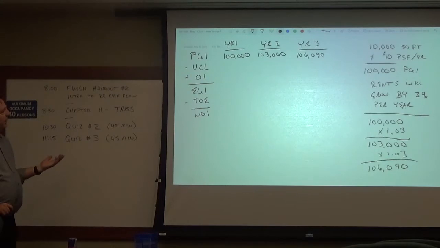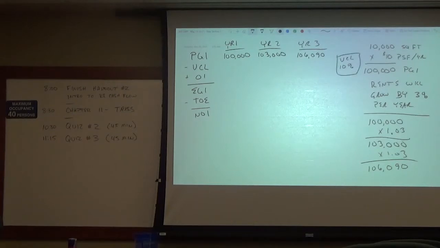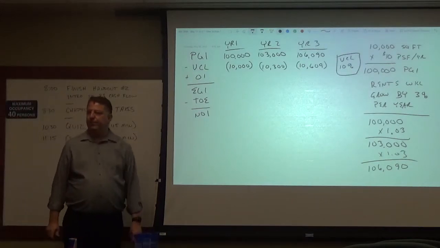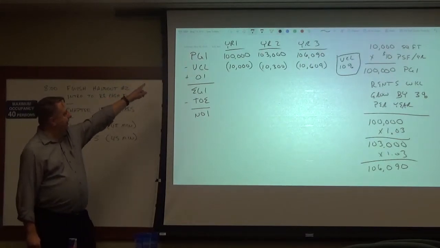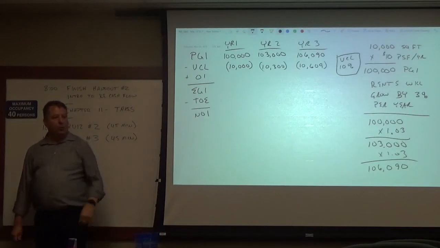All right, so moving on to the vacancies and collection losses. Let's just say that we keep the vacancy and collection losses at a constant of 10%. Okay? So vacancies and collection losses, we're just going to keep that at 10%. All right, so in doing that, it's going to be $10,000 for the first year, $10,300 for the second year, $10,609 for the third year. Everybody see that? Okay. So all we're doing is simply applying the potential gross income, multiplying it by 10%, and that's going to give us our vacancy and collection losses for each of the years.